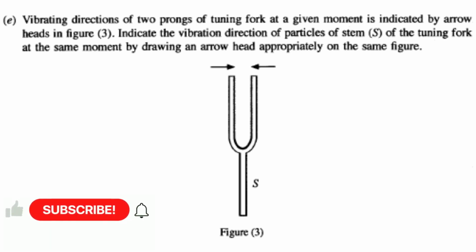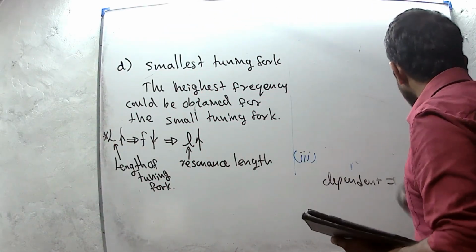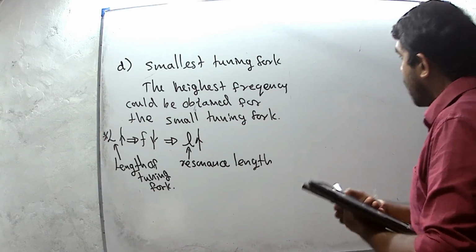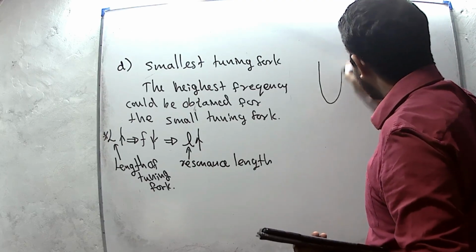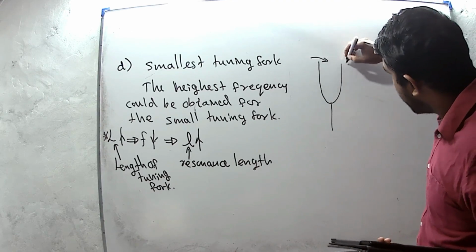Then part D, vibrating directions of two prongs of tuning fork at a given moment is indicated by arrowheads in figure 3. Indicate the vibration direction of particles of stem S of tuning fork at the same moment by drawing an arrowhead appropriately on the same figure. Now we have to remember the vibration of tuning fork. When considering vibration of tuning fork, we can see the vibration in prongs should be in this direction.